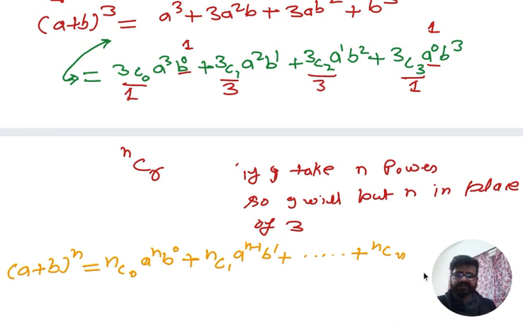and here you can see the value of r is increasing, the power of a is decreasing and the power of b is increasing. So here the value of r will finally be n, as the value of r is increasing. Okay, and the power of a will be 0 and the power of b will be n.